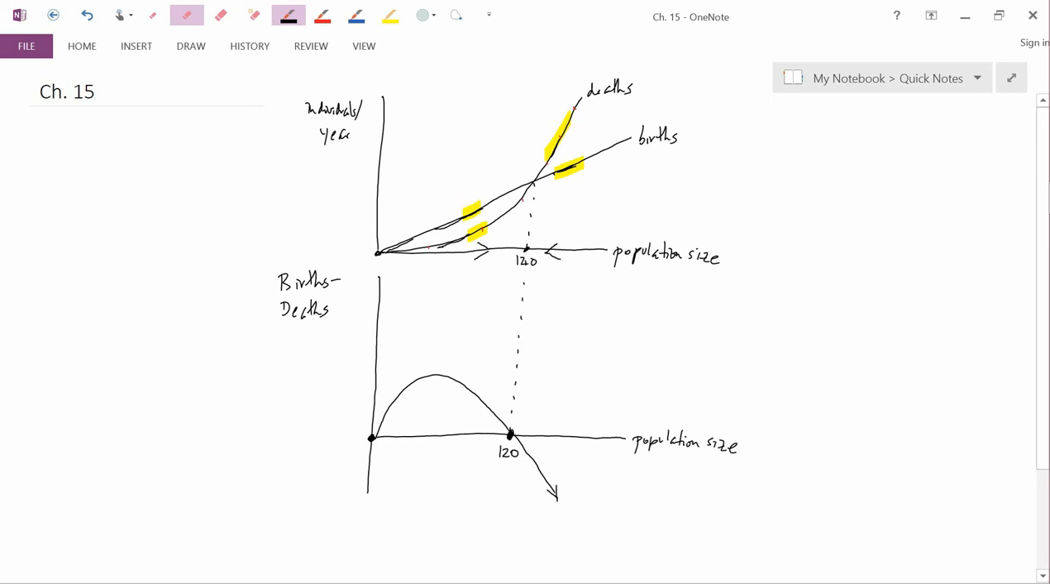So you see that regardless of whether you start to the right of 120 or to the left of 120, as time goes on, you get closer and closer to 120. In mathematics of nonlinear differential equations, 120 is called an attractor. In biology, the number that I call 120 is given a symbol, traditionally capital K, and capital K is called the carrying capacity. Okay, so the carrying capacity is capital K.